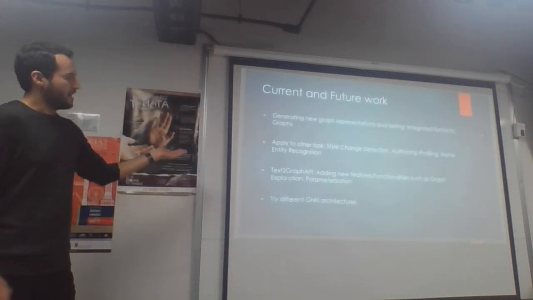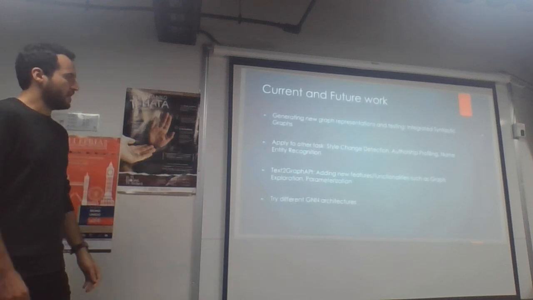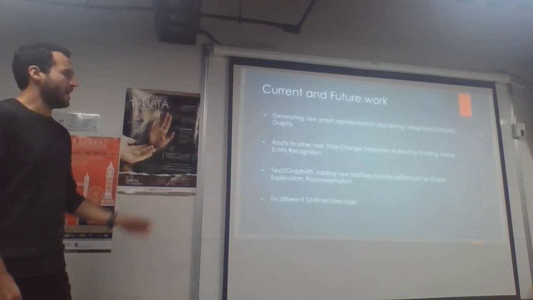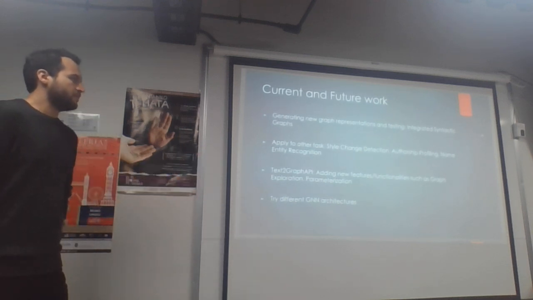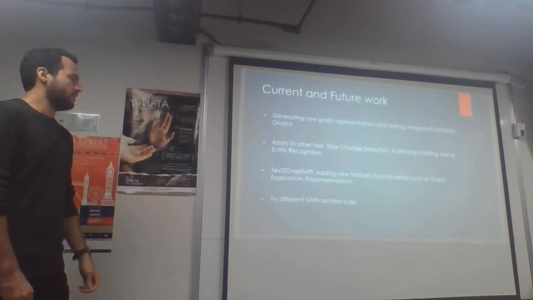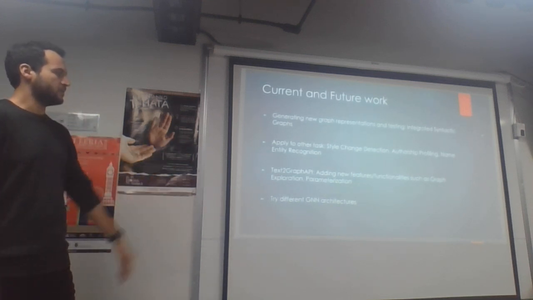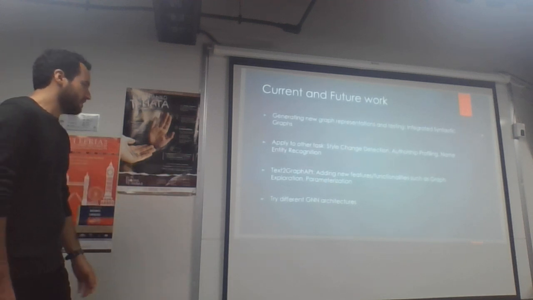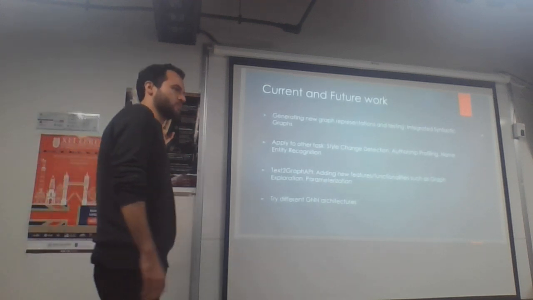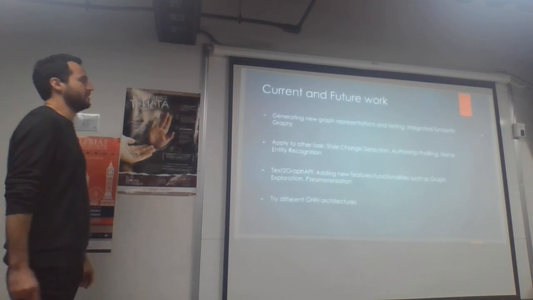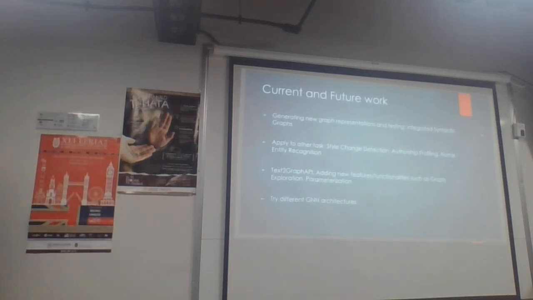And related to the library that we were working on, the text graph API, we have a lot of things in mind, adding new functionalities to these APIs, such as graph exploration, more parameterization, and so on. And lastly, trying different GNN architectures to test different approaches. And I think that's all. Thank you.